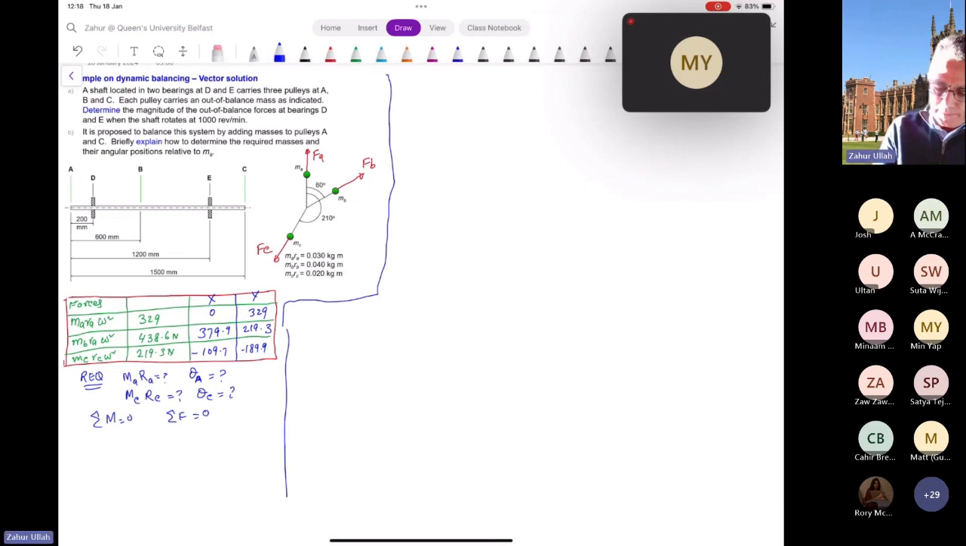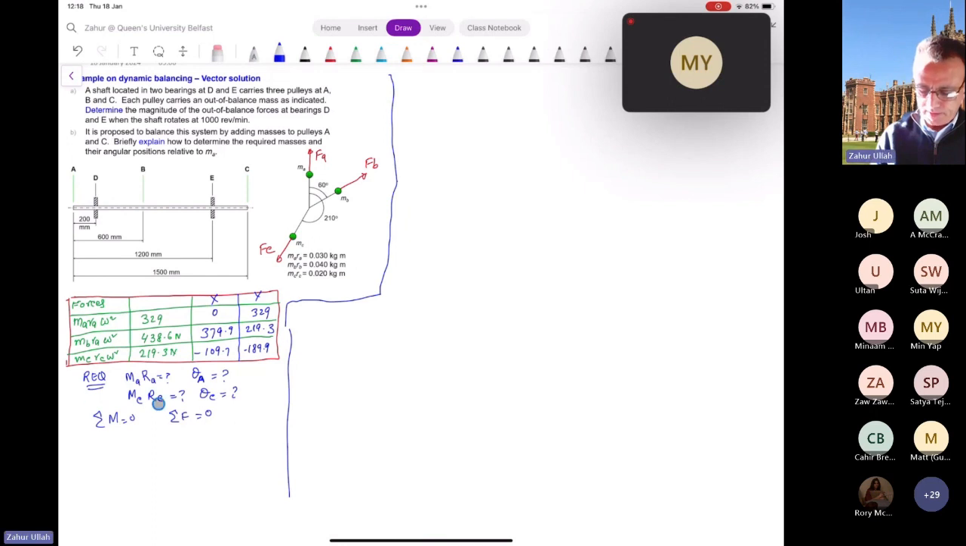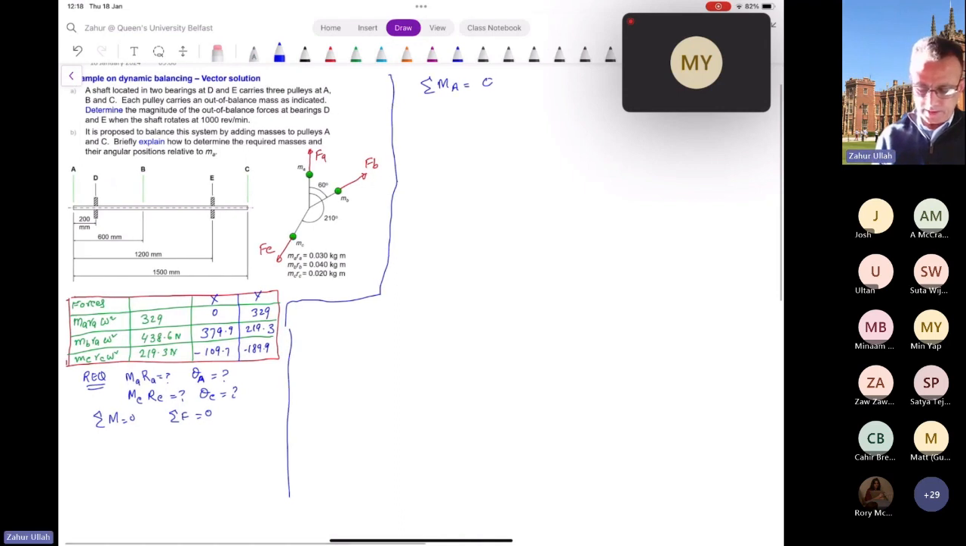So if you want to, for example, calculate the MCRC and theta C, what we will do is take the moments from A. So we will say that the summation of all the moments at A is equal to 0. And this will give us the MCRC and theta C. And then we can use either the forces or moments to calculate the RA and MA and theta A. So let's do this part first.